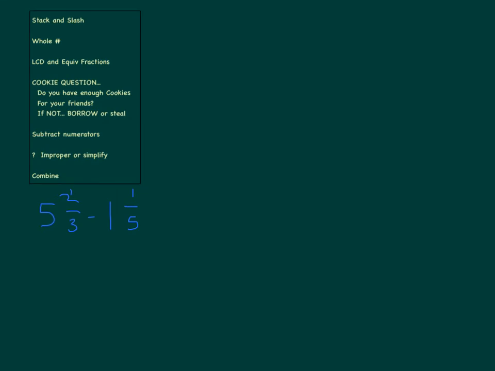All right, let's try this again now. Stack and slash. 5 and 2/3 minus 1 and 1/5. Stack, slash. Check your paper. Is that what you did? Next thing, subtract your whole numbers. 5 minus 1 is 4. See, it feels good to get part of it right.